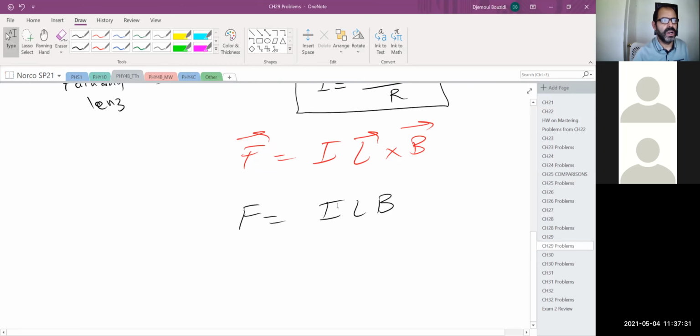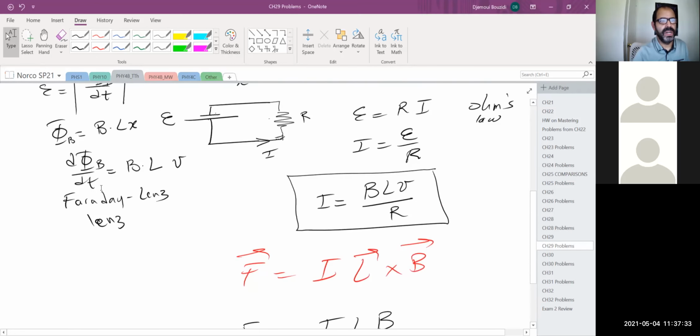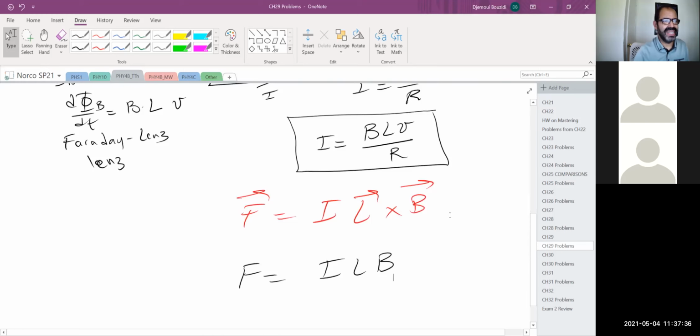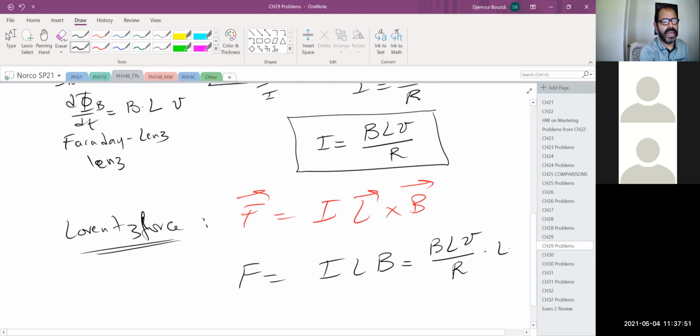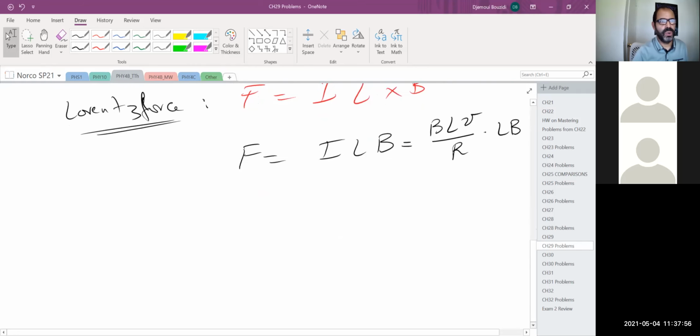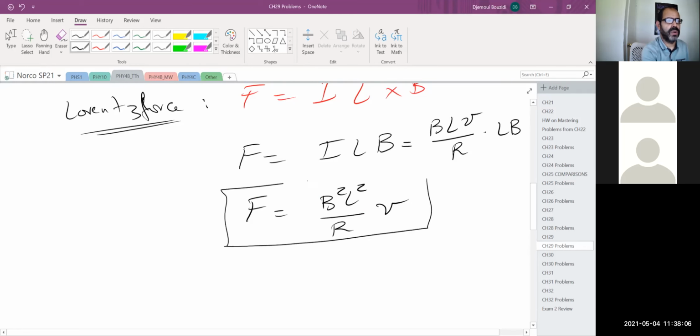And I just found it using Ohm's law and Faraday's Lenz's law, a combination of the two. So this is actually, in a sense, the Lorentz force. We derived it using the Lorentz force. Okay. So now we have I, which is BLV over R, times LB. Well, the L and the B are already in the expression, so the force is going to be B squared L squared over R times V. So this is the force that I want us to show.